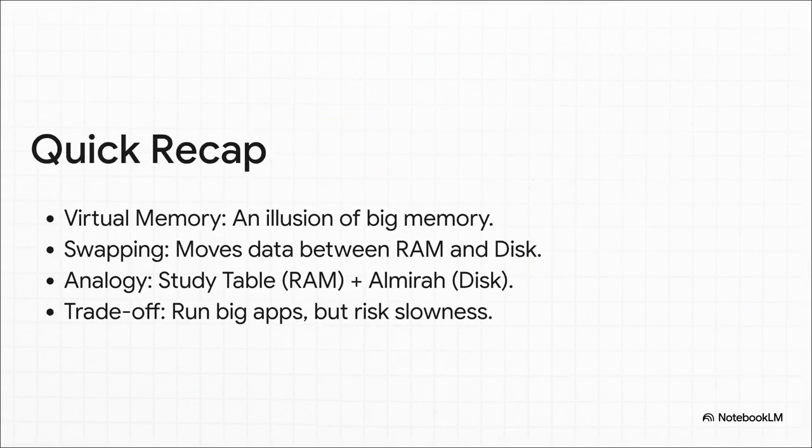Okay, let's do a quick recap of the crucial points here. Virtual memory? It's that amazing illusion of having way more memory than you actually do. It works by using your hard disk as a kind of extra but slower RAM. The whole process of moving the data around is called swapping, and the best way to think about it is that study table, your RAM, and the big cupboard, your disk. And the big takeaway? The benefit is you get to run huge apps all at once. The cost? Well, a little bit of potential slowness.